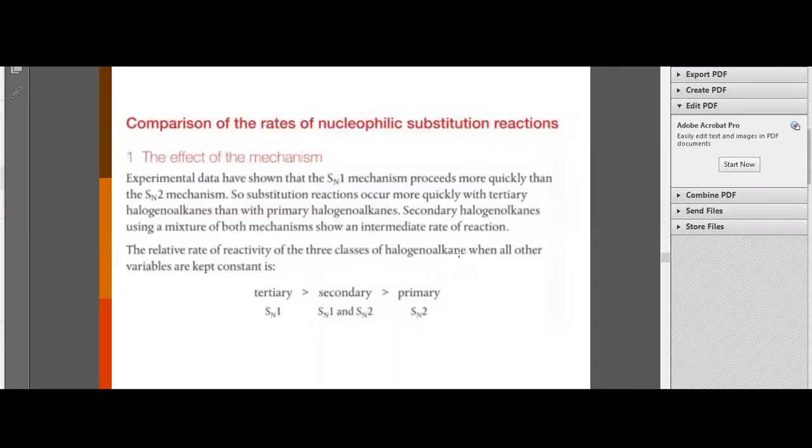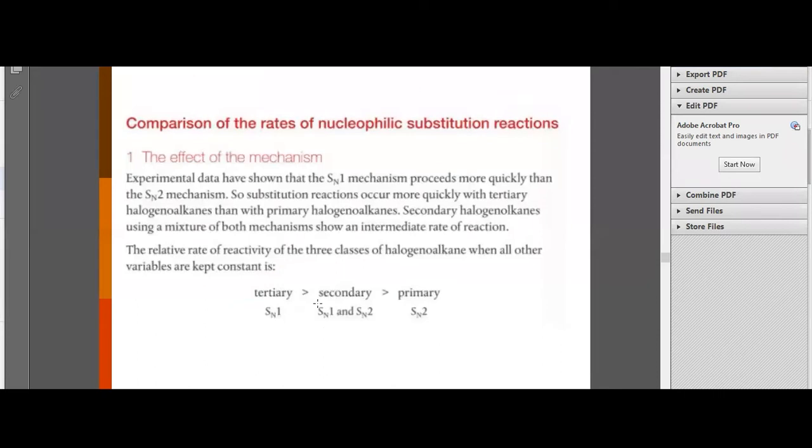Okay, comparison of the rates of nucleophilic substitution. The rate of nucleophilic substitution depends on some factors. First is the type of halogenoalkane. The tertiary halogenoalkane will undergo nucleophilic substitution at a faster rate compared to the secondary and the primary. So SN1 is the winner, since it proceeds via the carbocation mechanism. So this will occur faster.